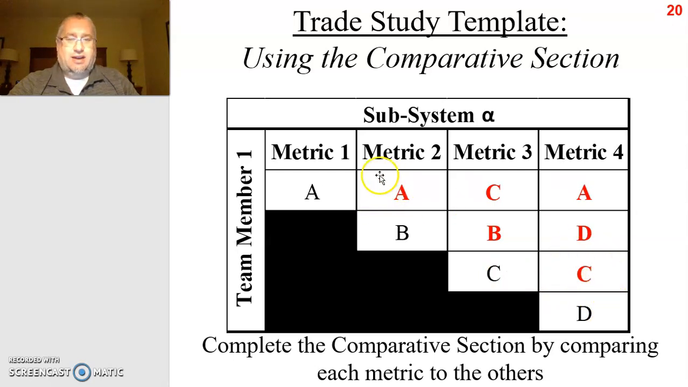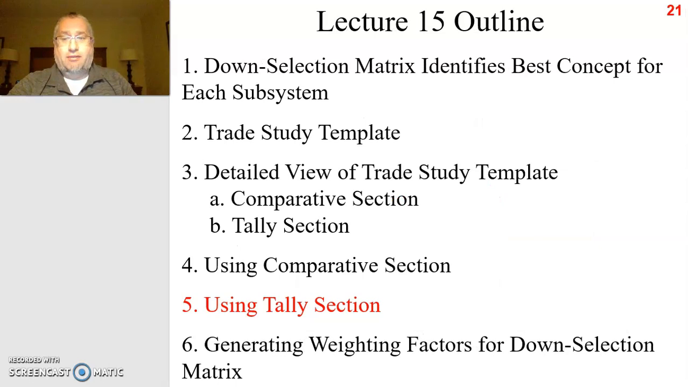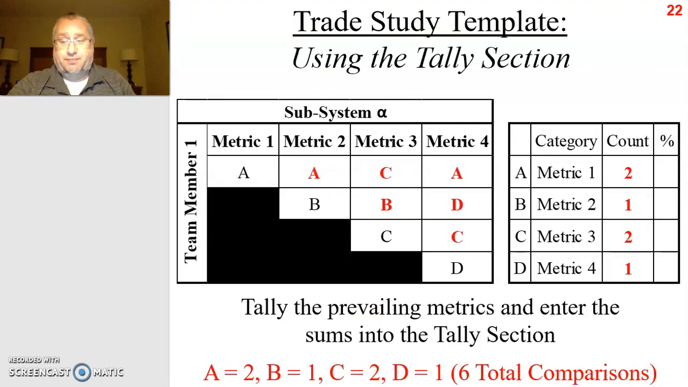So you guys are going to fill out your templates, and of course, you're going to have probably a lot more metrics than I have. But you're going to fill out this template until you've filled out all of these essentially binary decisions, which one is better than the other. And then once you are finished with this, you're ready to move on to the tally section.